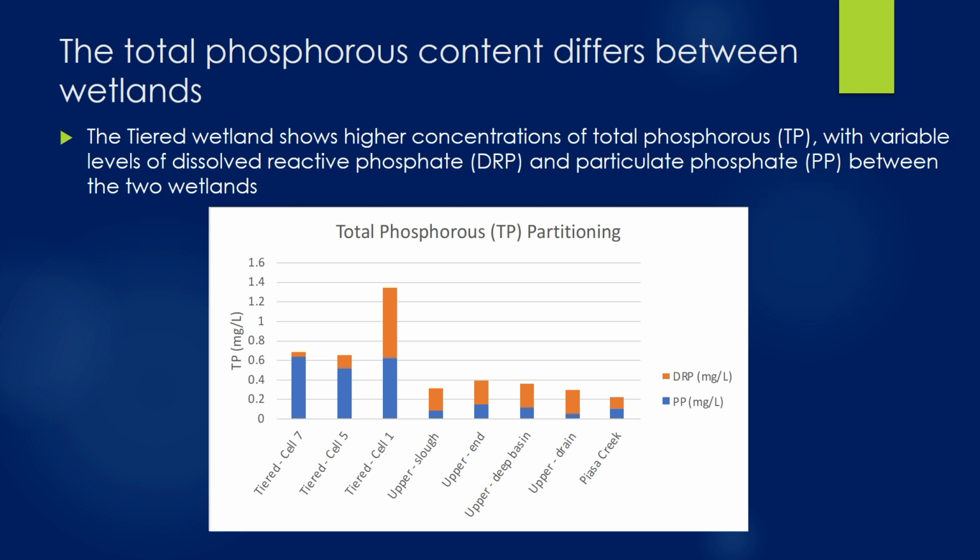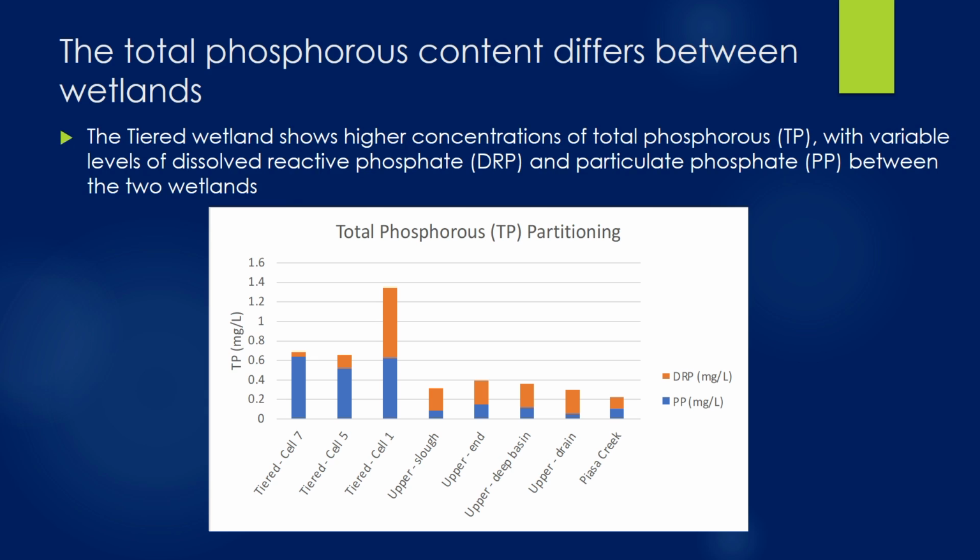We then moved on to perform a similar analysis with phosphorus. We here again have the total phosphorus content for each wetland broken down into dissolved reactive phosphorus, or phosphate, in orange, and particulate phosphorus in blue. Again, the tiered wetland cells are on the left. They are those 3 bars on the left, and the upper wetland cells are the 4 bars on the right.